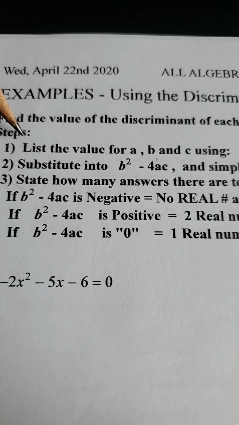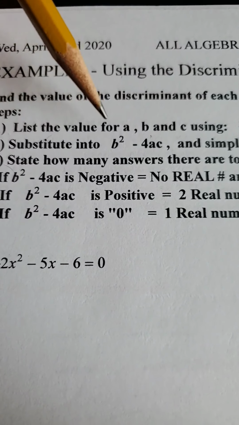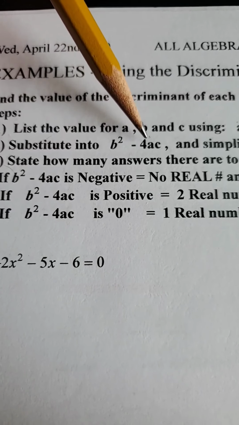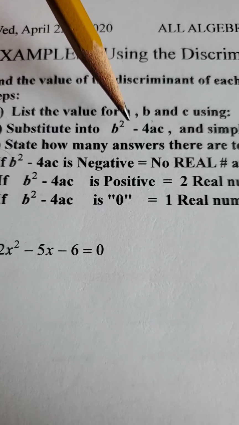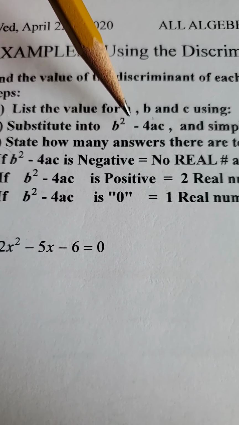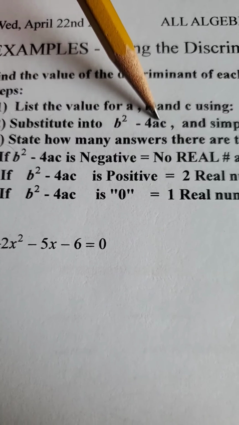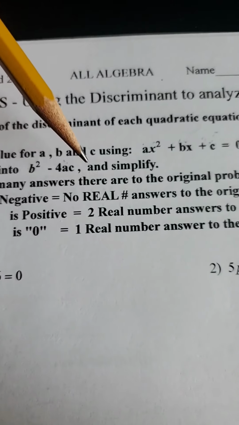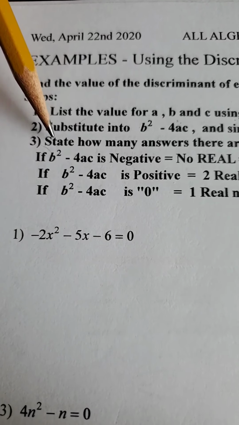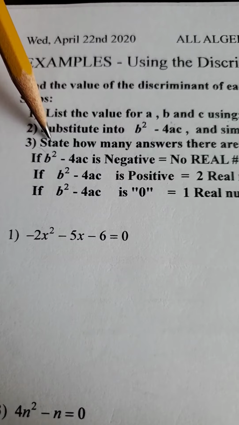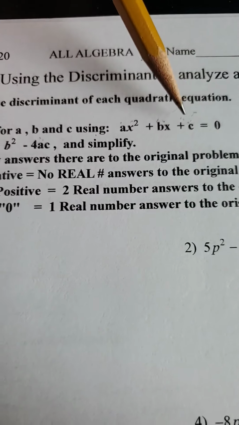After step 1 is get the values for a, b, and c. Step 2 is we're going to substitute into the b squared minus 4ac, just like plugging into area equals length times width. Okay, we're just going to substitute a number for b, numbers for a and c, and we're going to do the math. Okay, and simplify. The answer you get will tell you information. It will tell you how many answers there are to the original problem.